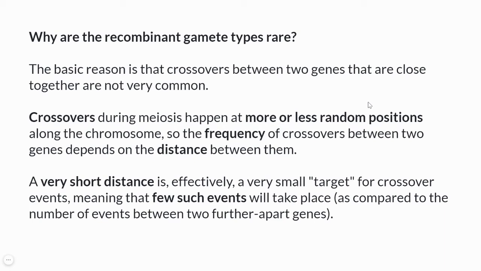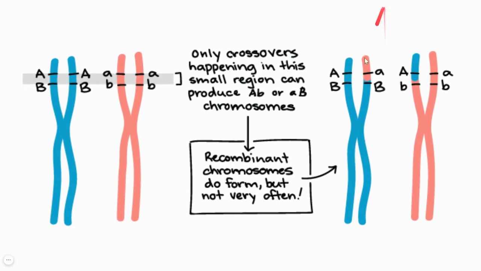Let's understand why the chances are rare. The basic reason is that crossover between two genes that are close together is not very common. Crossovers during meiosis happen at more or less random positions along the chromosome. So the chances of the number of crossovers in one bivalent between two genes depend on the distance between them. If the two genes' distance is very small, there is a very low chance that the crossover will happen in this region only.